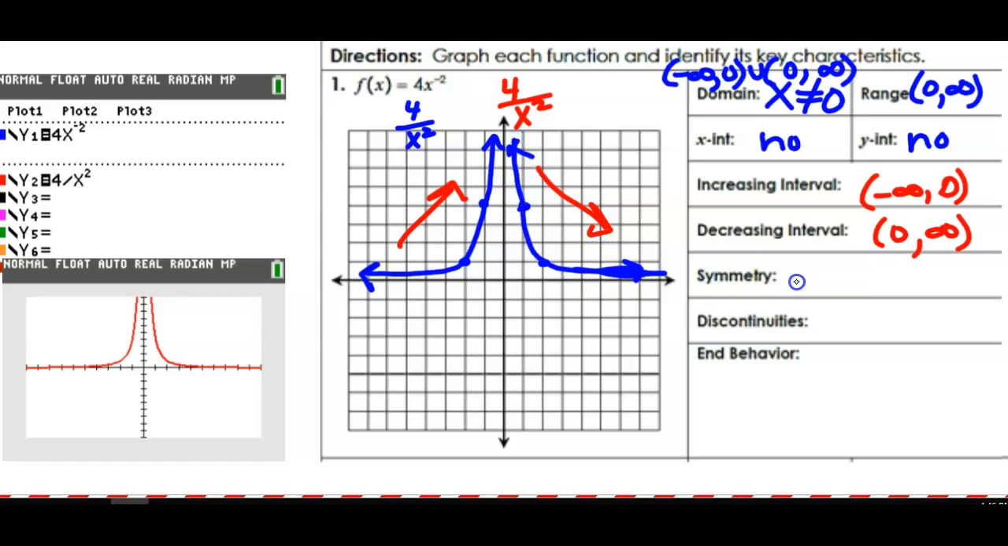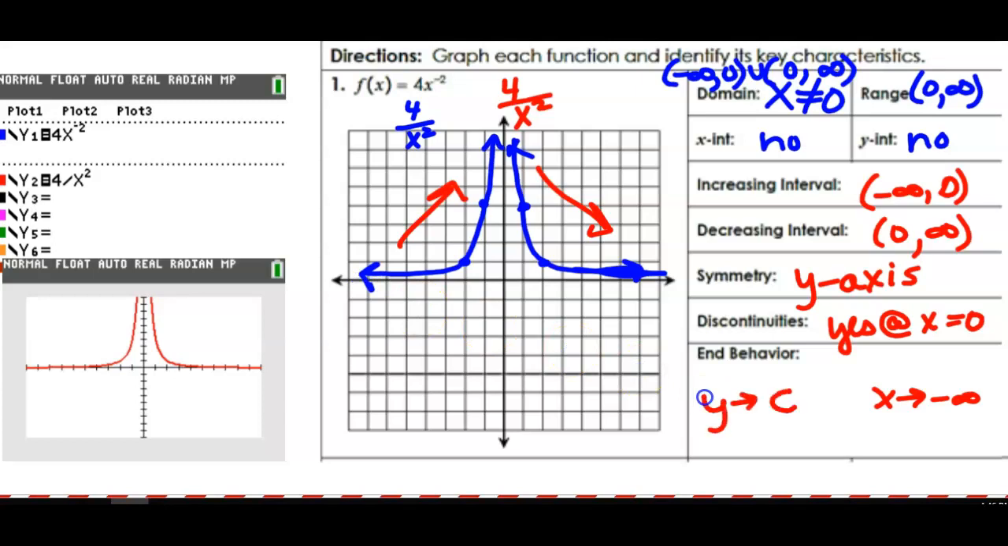All right, symmetry is with the y-axis. If you folded this across, the blue would match up. It has a discontinuity at x equals 0. It's called an infinite discontinuity. You could just write x equals 0 is where the discontinuity is. All right, end behavior. As you go off to the left, the y values are actually getting closer and closer to a specific value of 0. And the same thing is happening on the right. As you go off to the right, the y values are also getting closer and closer to 0.